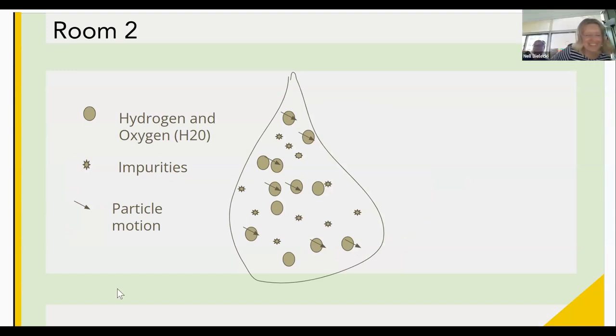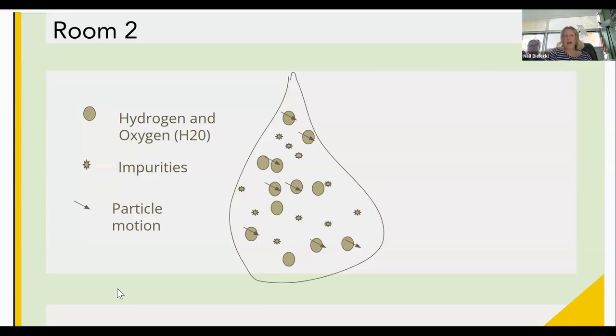Thank you. We represented a water molecule, the hydrogen and oxygen, together because we kind of got in a discussion about cohesion and adhesion and a couple other things, and we realized we were going teacher mode and not student mode. So we left it together as just one molecule.